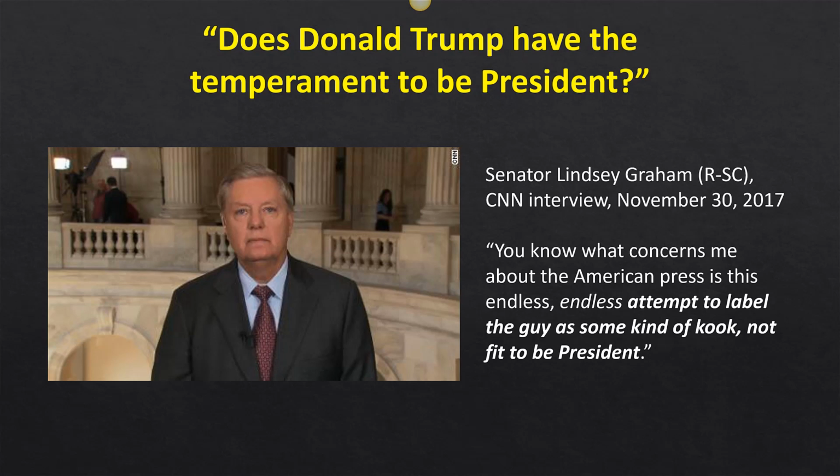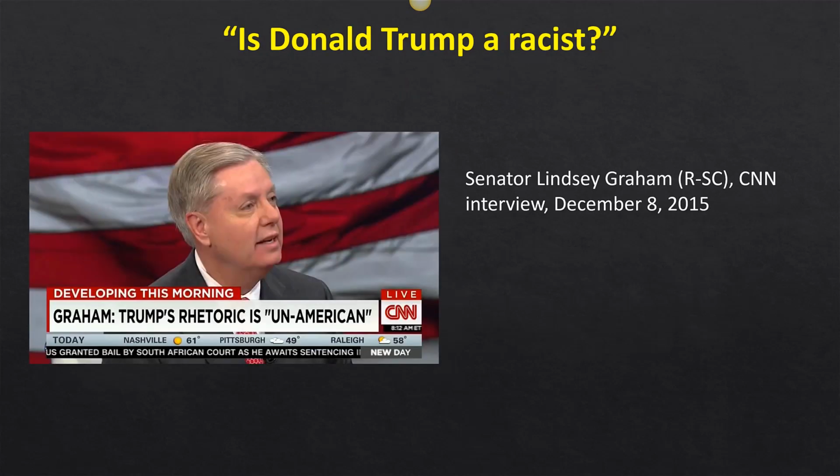But it is interesting that his indictment of the news media for trying to label Trump as a kook and not fit to be president is particularly intriguing, given that these were the exact words that Graham used to describe Trump earlier in 2016. A little weird. Let's go into another area. Is Donald Trump a racist?